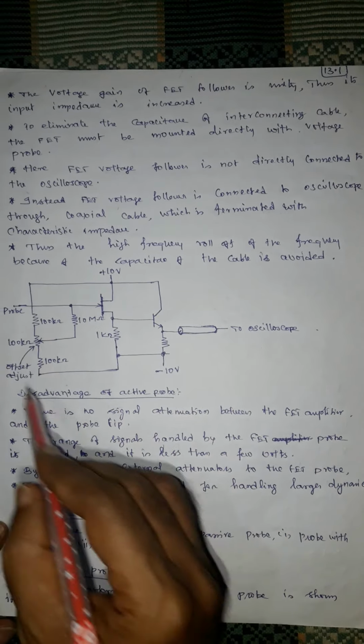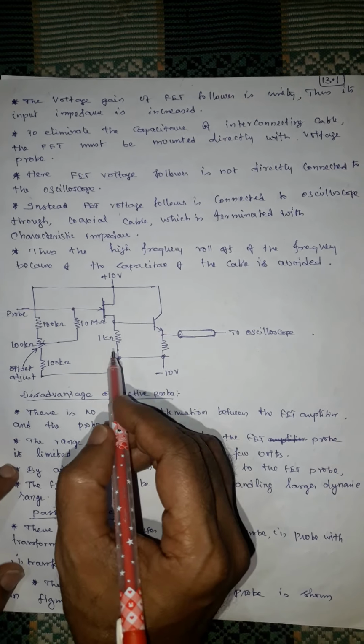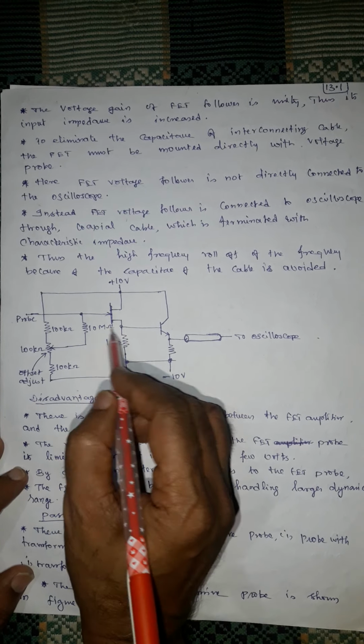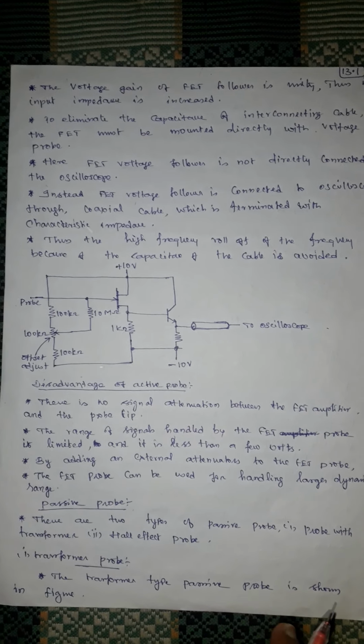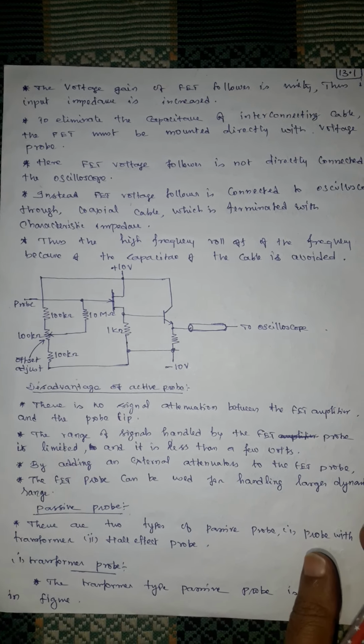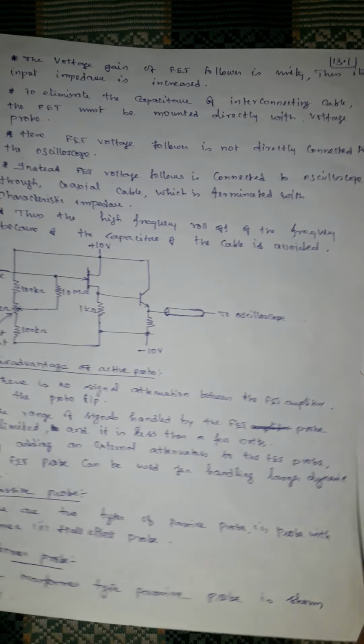This is your active probe. This one uses a FET as an amplifier. The voltage gain of the FET follower is unity. Unity means 1. Unity is 1, and its input impedance is high.